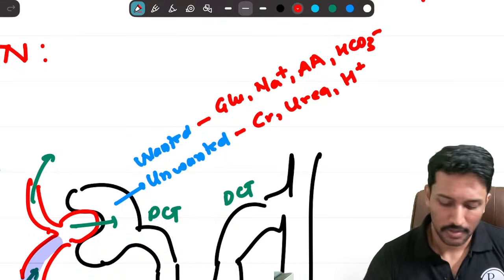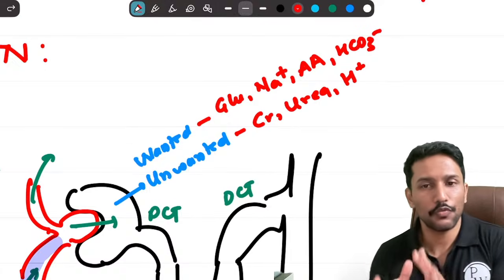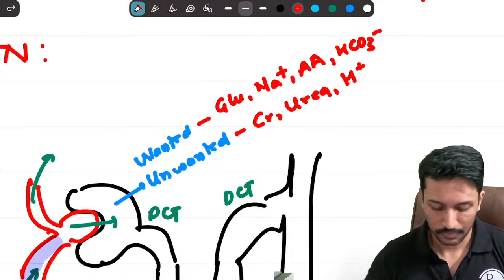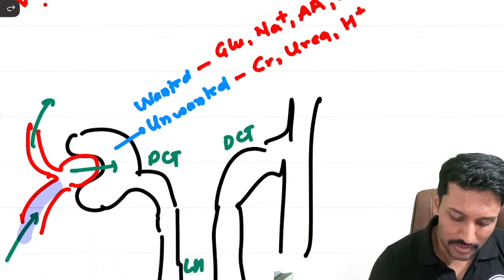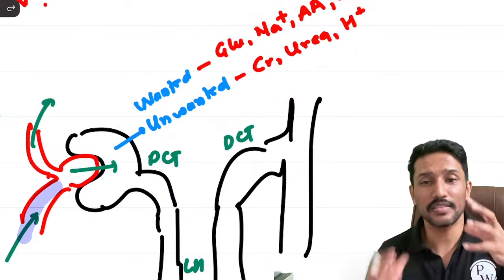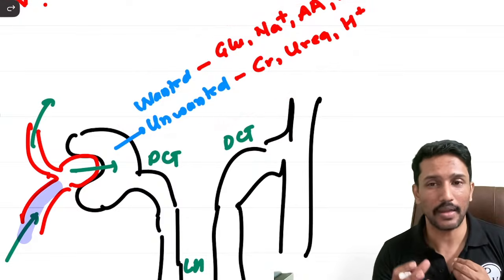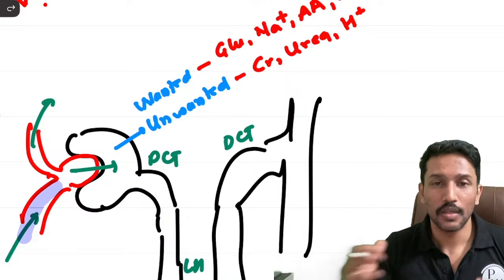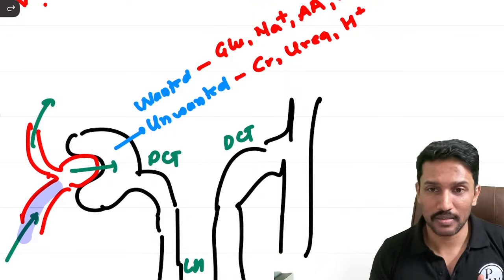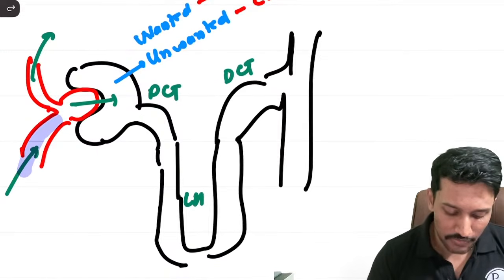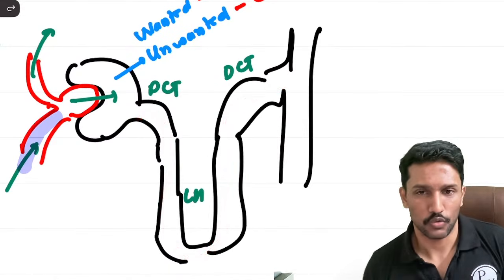We don't want to get them back, we want to lose them in the urine. Once we have created the filtrate, what we call the glomerular filtrate, it is a mixture of substances that we want back and substances we don't want back. The substances that we want back get reabsorbed as the filtrate passes through the tubules.